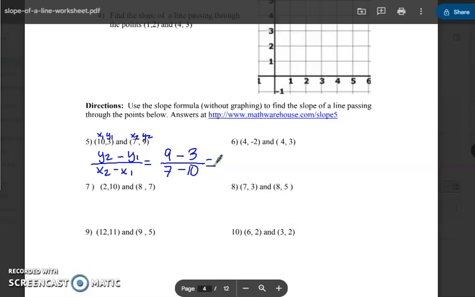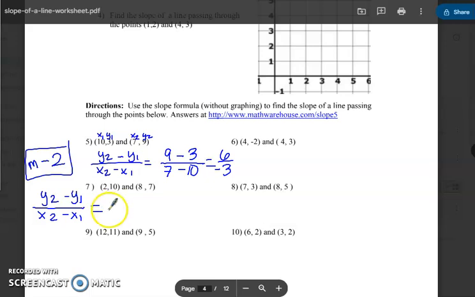Now, you can use the calculator on this, but hopefully we can tell. 9 minus 3 is 6. 7 minus 10, hopefully you can tell that's a negative. It's a negative 3, right? And when you divide that, you should get a negative 2. I'm going to put that over here. That's my slope. And now, as I do the next one, I'm actually going to shift everything over some. I'm going to put y2 minus y1 over x2 minus x1. And again, you can do this on your calculator. I'm going to let you do this one.